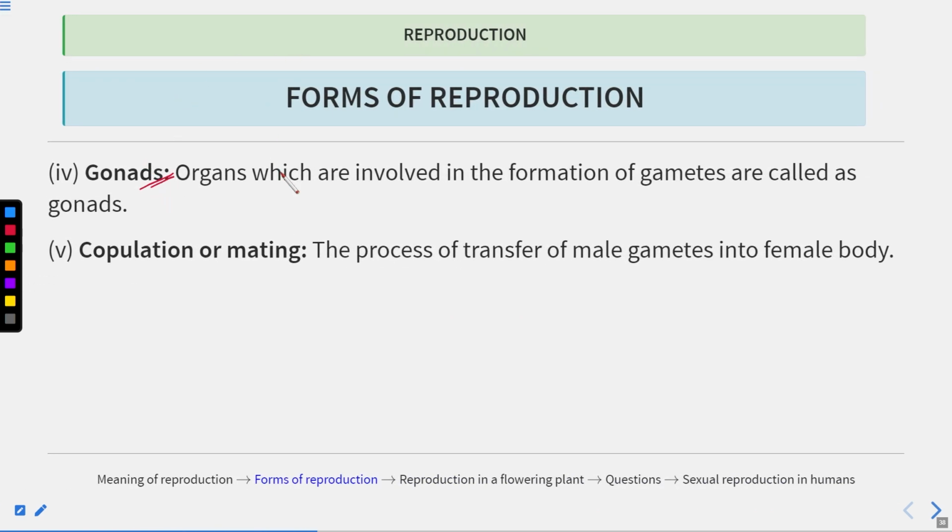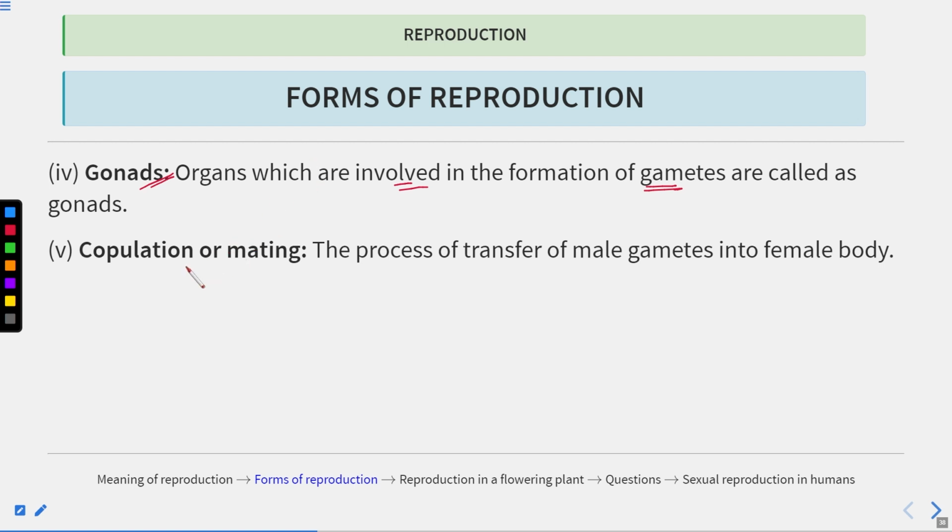Now next are the gonads. What are gonads? Organs which are involved in the formation of gametes are known as gonads. Males will have gonads and females will also have gonads, and the gametes are produced within the gonads through the process known as meiosis. Clear? Now there are some cells such as microspore mother cells as well as megaspore mother cells. These cells undergo meiosis and then form the gametes.